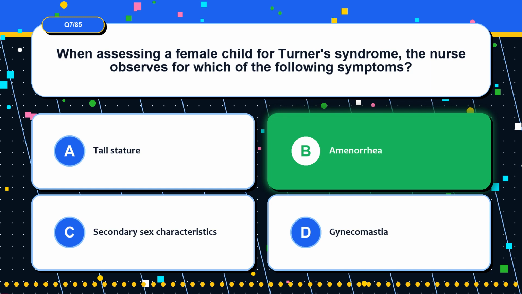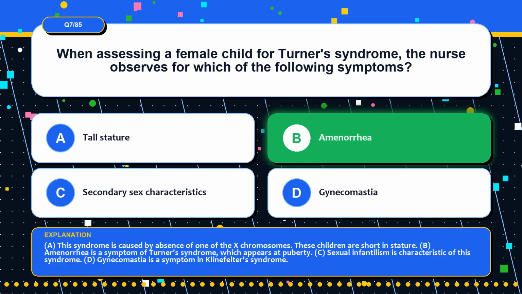The correct answer is option B. Amenorrhea. This syndrome is caused by absence of one of the X chromosomes. These children are short in stature. B. Amenorrhea is a symptom of Turner's syndrome which appears at puberty. C. Sexual infantilism is characteristic of this syndrome. D. Gynecomastia is a symptom in Klinefelter's syndrome.